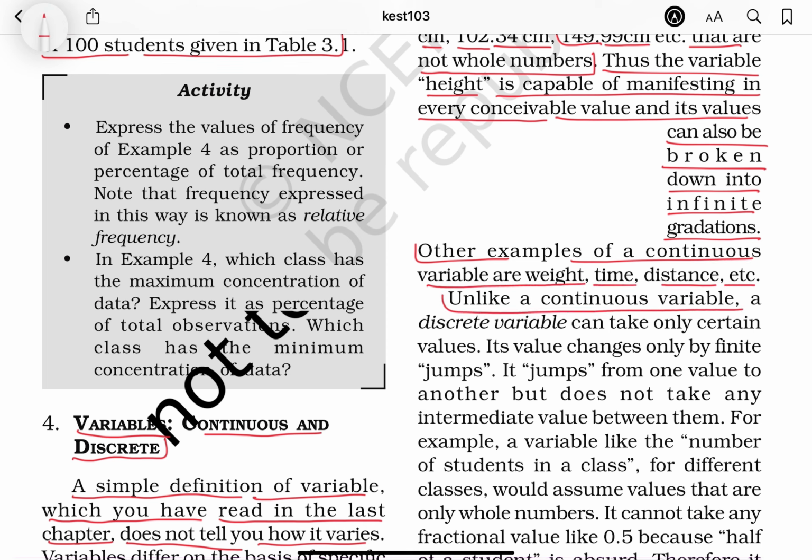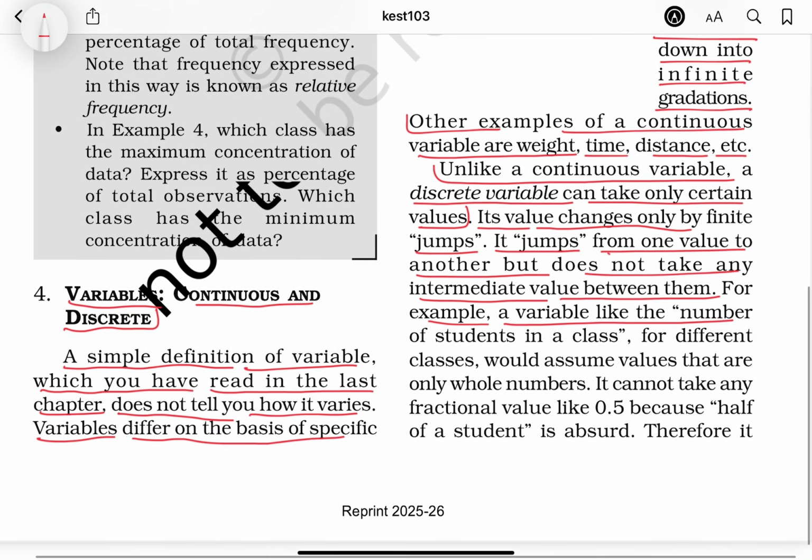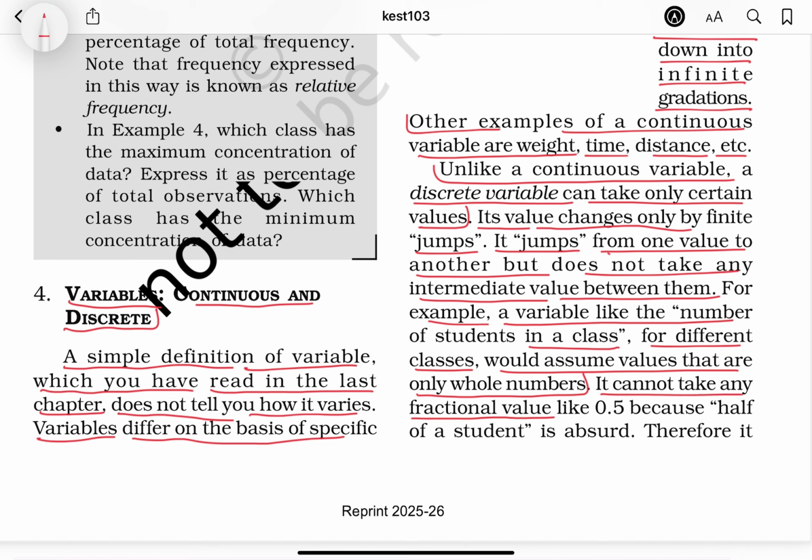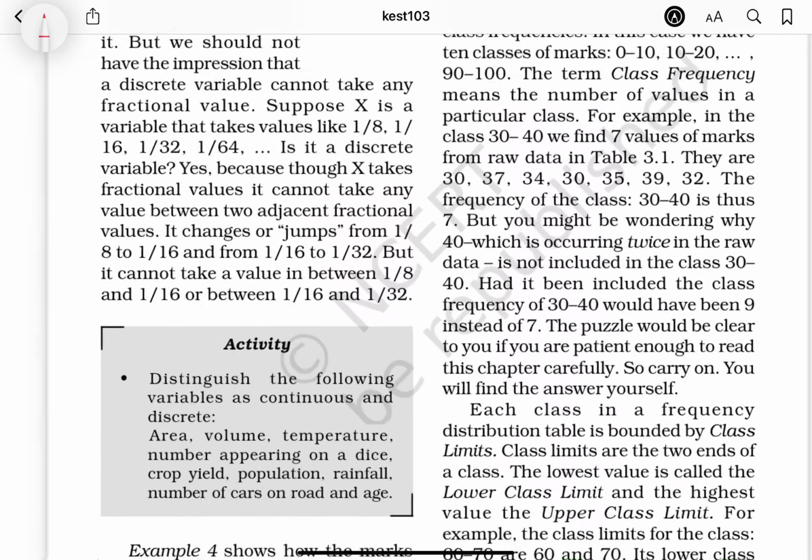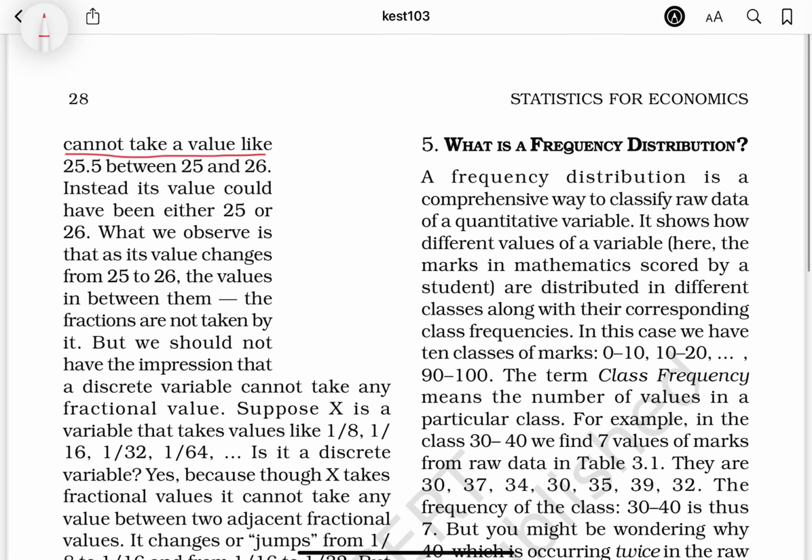Unlike a continuous variable, a discrete variable can take only certain values. Its value changes only by finite jumps. It jumps from one value to another but does not take any intermediate value between them. For example, a variable like the number of students in a class, for different classes, would assume values that are only whole numbers. It cannot take any fractional value like 0.5 because half of a student is absurd. Therefore, it cannot take a value like 25.5 between 25 and 26.